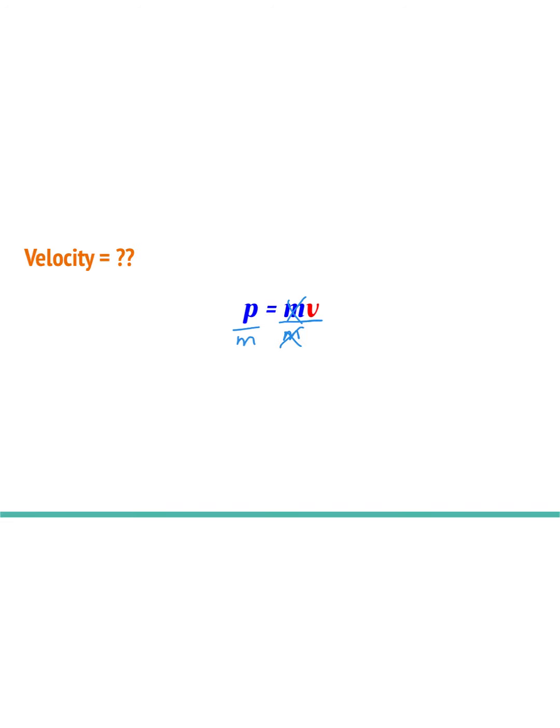So now when I'm finished, I have the letter v left on this side, equal to momentum, which is p, divided by mass. So velocity is momentum divided by mass. And the unit appropriate for velocity in our class will be meters per second or kilometers per second or kilometers per hour. It's always a distance divided by a time.